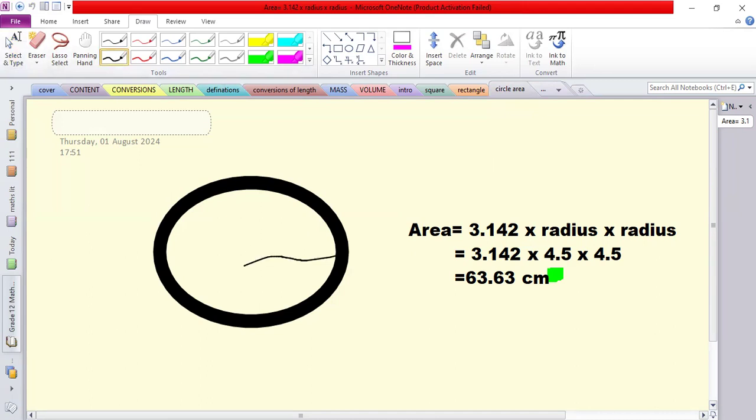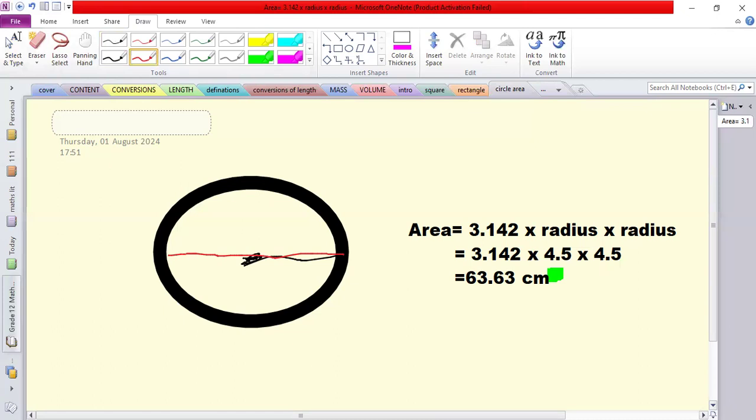I'm drawing a line there, a line from the center to the circumference. And I'm using a red marker to draw the diameter. That's the diameter. The radius is in black. The diameter is in red.